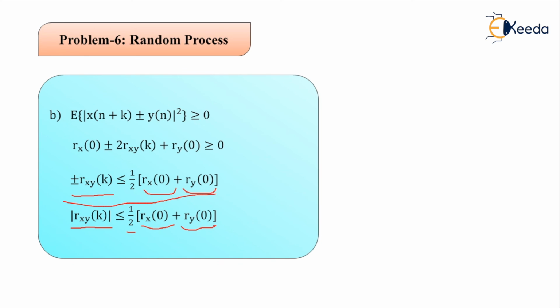So this way, for the given two jointly wide sense stationary random processes x of n and y of n, we have proved the two inequalities in part A and part B. So this completes problem number 6.